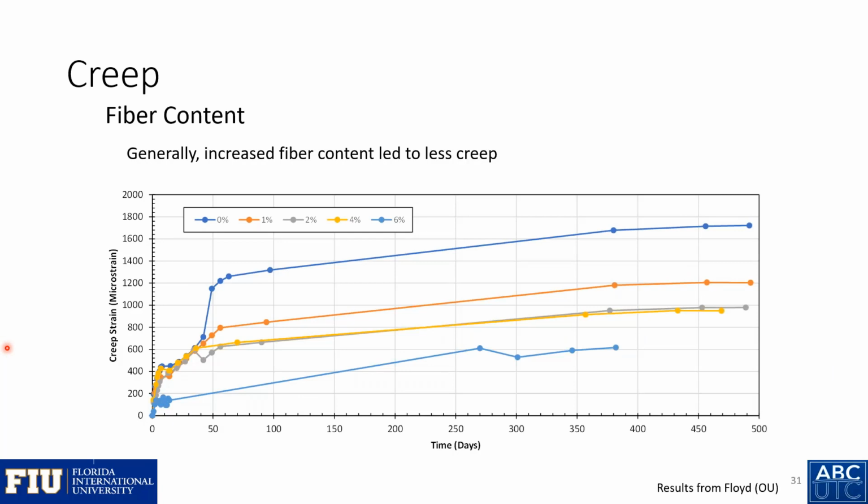In terms of creep, we did not do any creep testing at FIU, but they looked at creep at the University of Oklahoma, and they found that an increased fiber content led to less creep. So here are the creep results for 0%. As they increased the fiber content, the creep decreased.